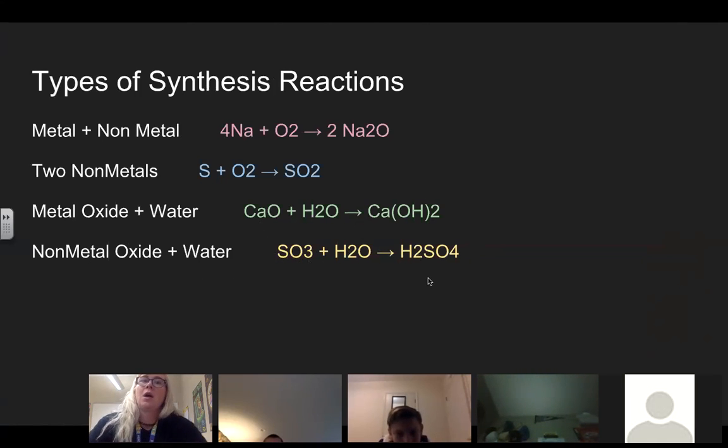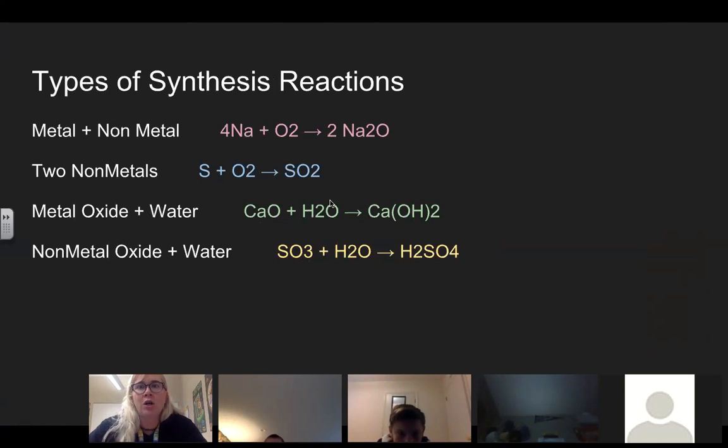So synthesis is easier, I think, than decomposition, which we'll look at in a second, because decomposition is when it's going to break apart, right? So then you kind of have to know what is made. But in this case, if you see two things becoming one thing, you should immediately think synthesis.